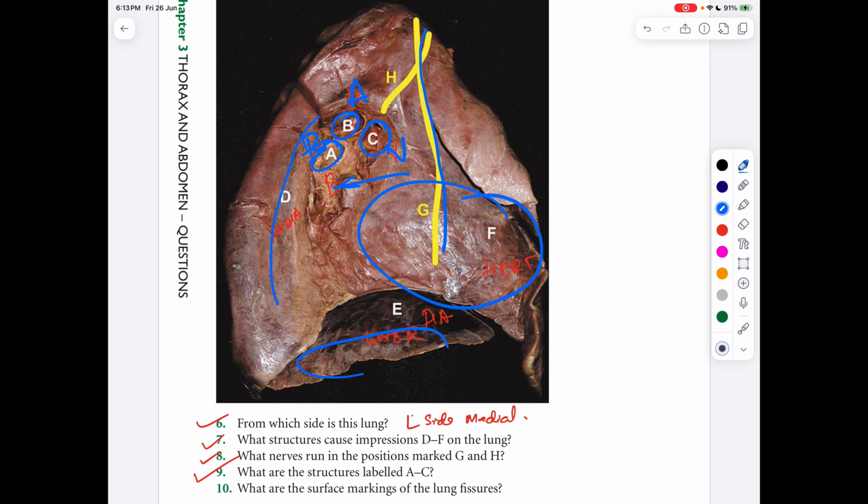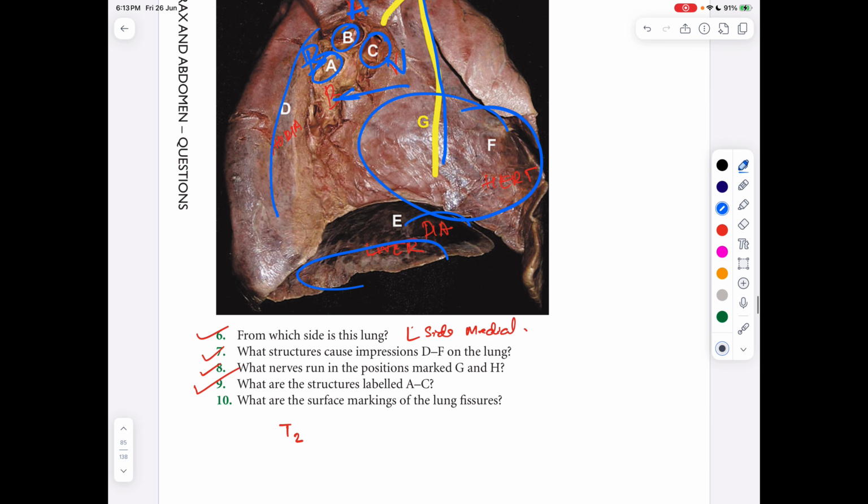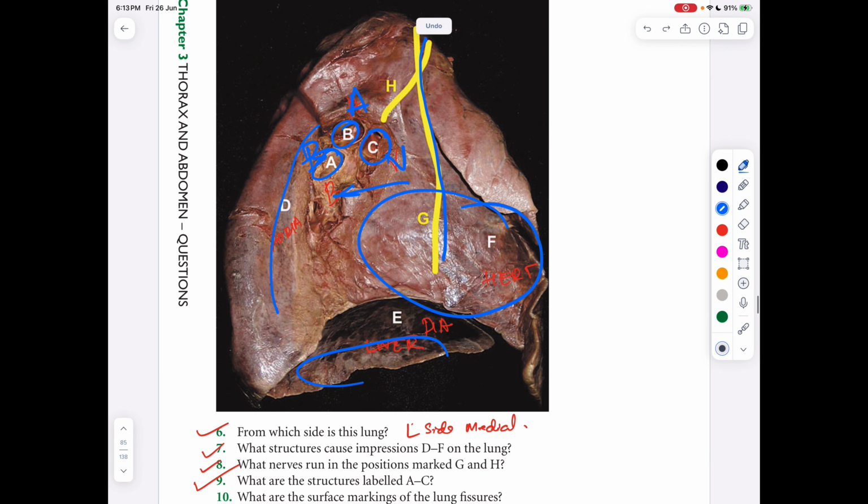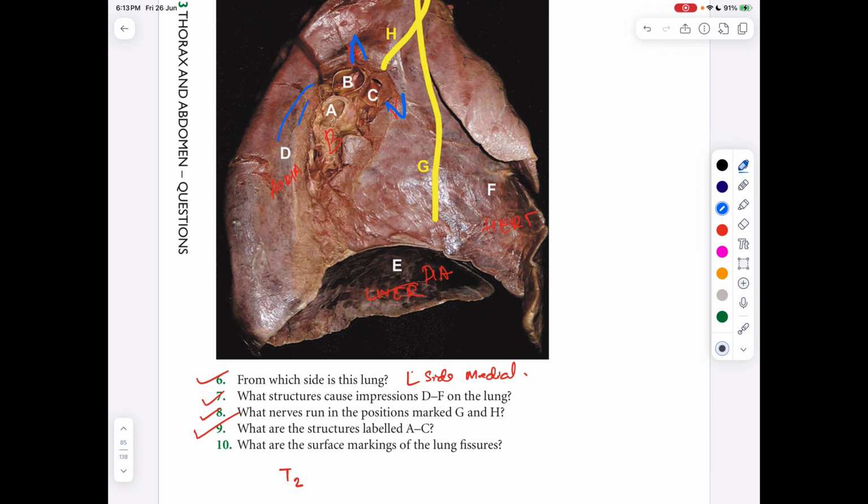This is the liver and duodenum. So when you see the impression, what is that? What is the structure impression? Which side of the lung is it, how do you identify which side? Basically, when there is the impression of the aorta, it's on the left side. And this is the liver, spleen on the right side. Which structure causes impression D and F? F is the heart and D is the aorta.